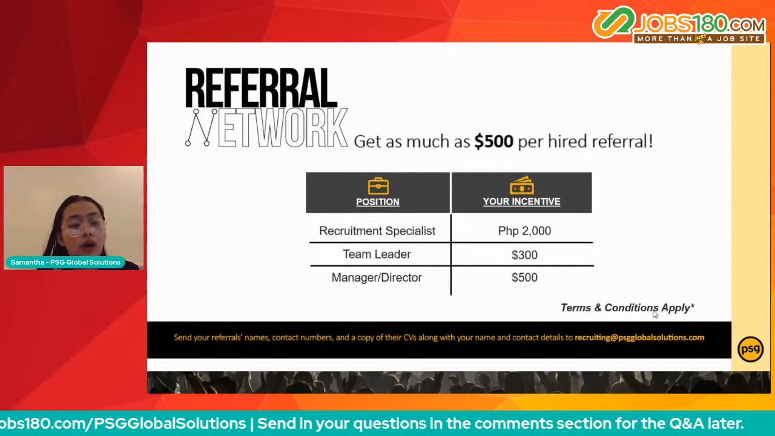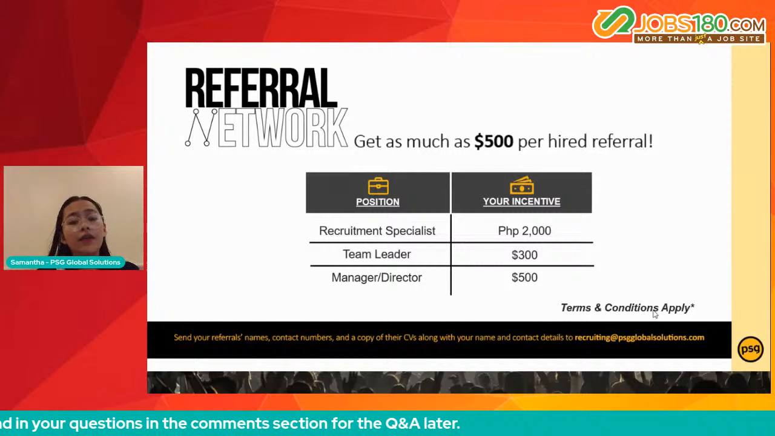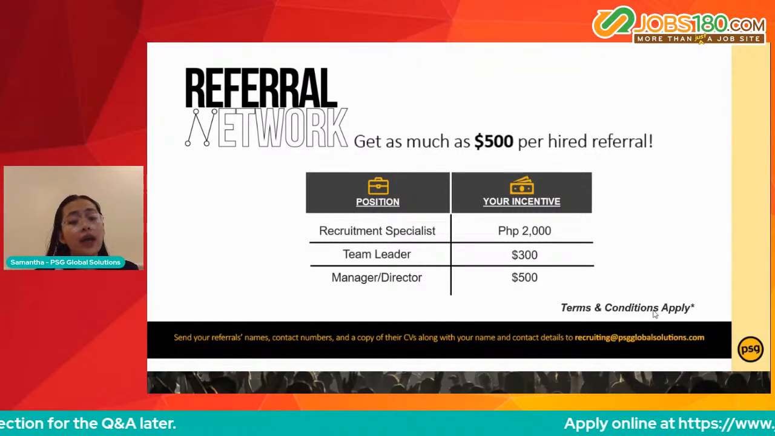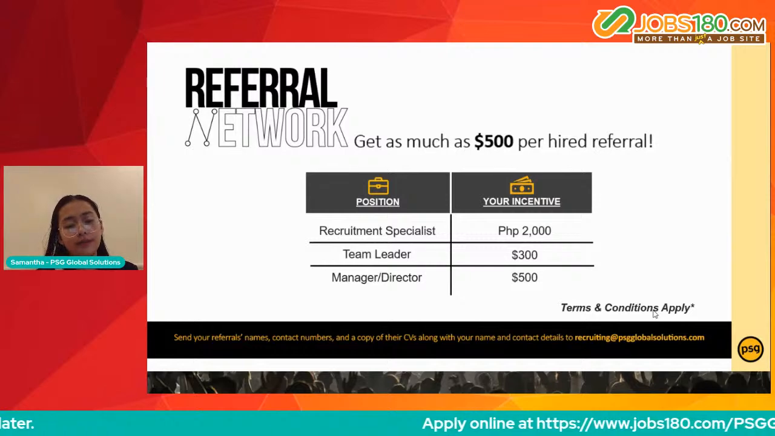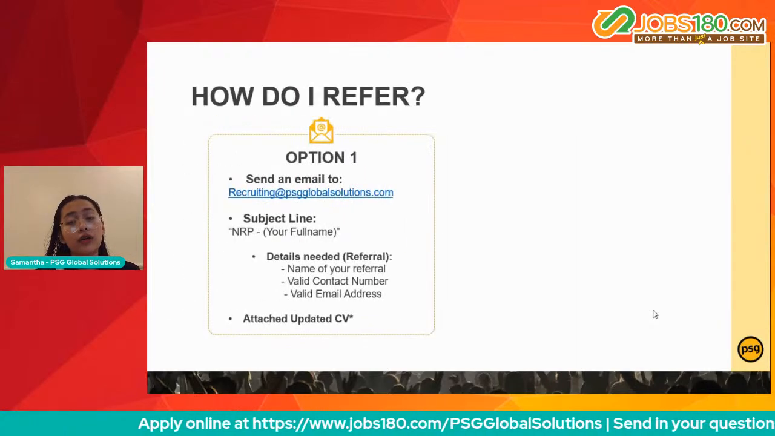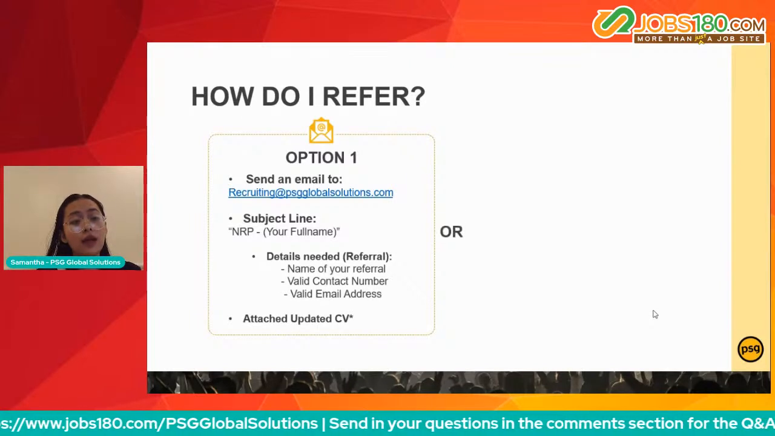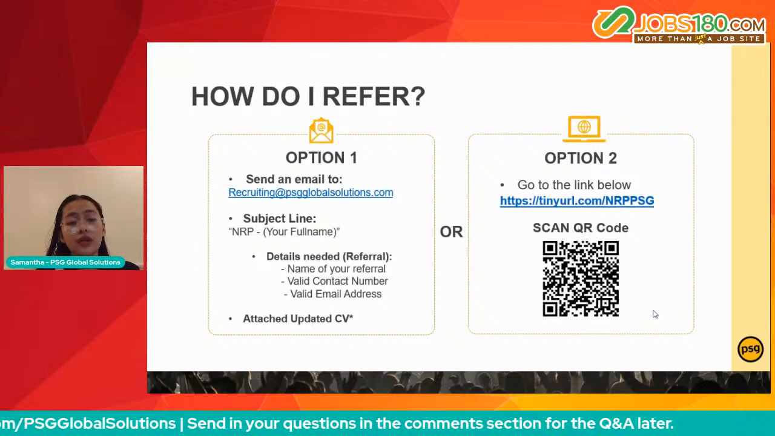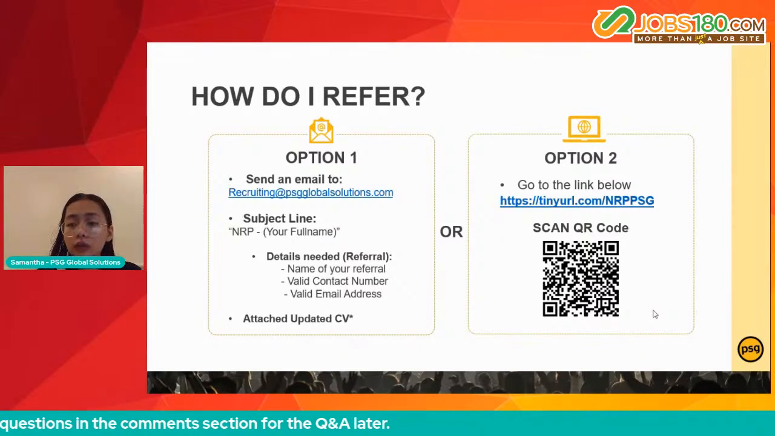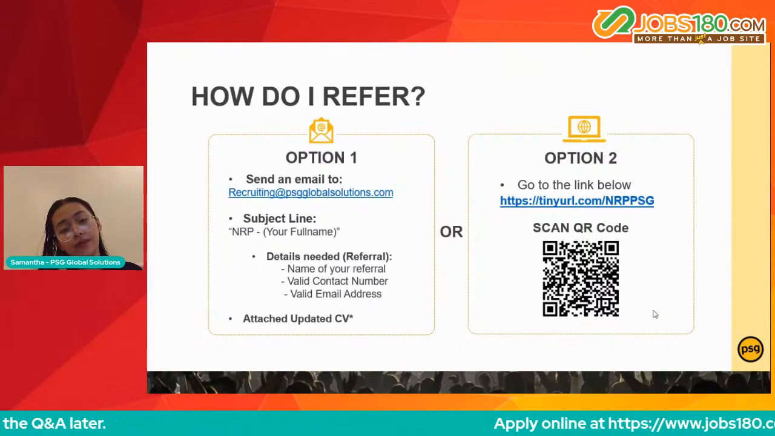You can send your referrals' names, contact numbers, and copy of their resumes along with your name and contact details to recruiting at phgglobalsolutions.com. So how do I refer? Again, you can send your referrals to recruiting at phgglobalsolutions.com or use this QR code. For those of you on your phones, this is the referral network program. You can take a picture or take a screenshot.